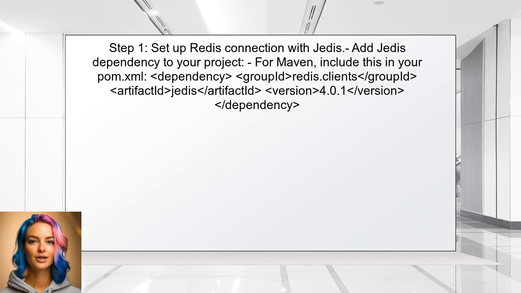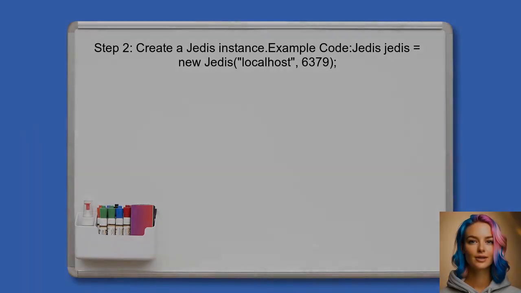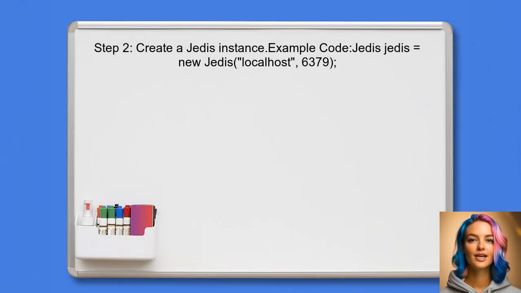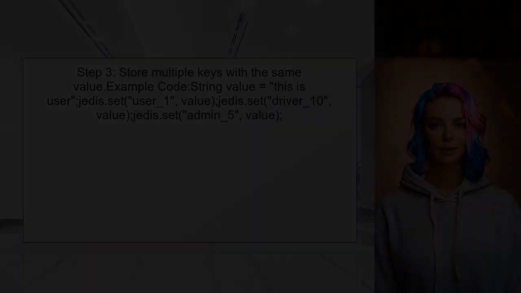This involves adding the Redis library to the project dependencies. Next, the user should create a Redis instance to connect to the Redis server. This is done by specifying the Redis server's host and port. Now the user can store multiple keys pointing to the same value. They can use the Redis set method to achieve this for each key.